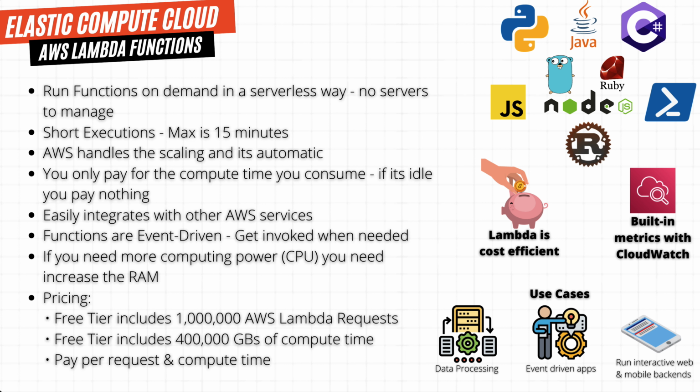So what is AWS Lambda? In its most basic form, it's a service that allows you to run functions on demand without having to deploy or manage servers. Traditionally, if you wanted to run a job, you needed some type of server that would execute your code, and you would have to deploy, manage, and maintain this server.